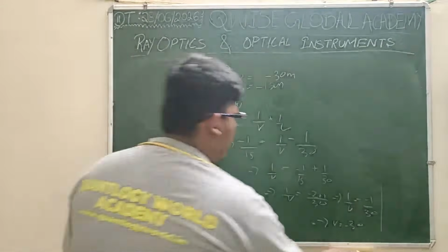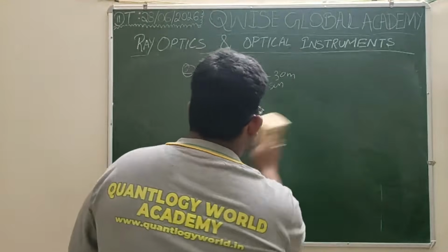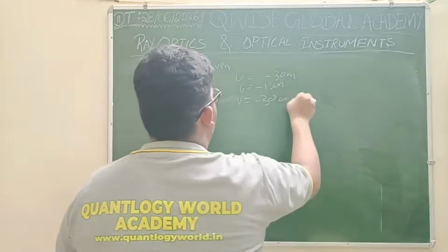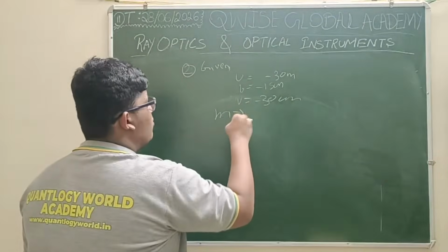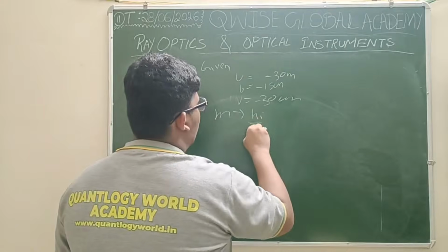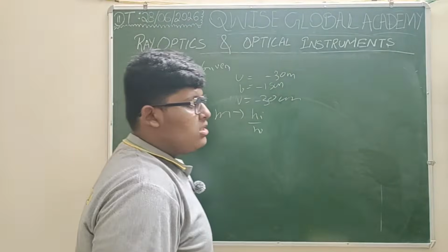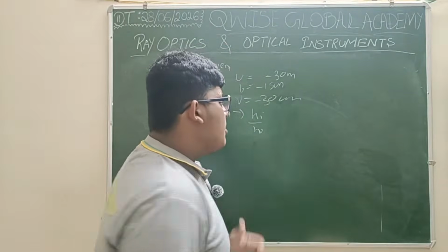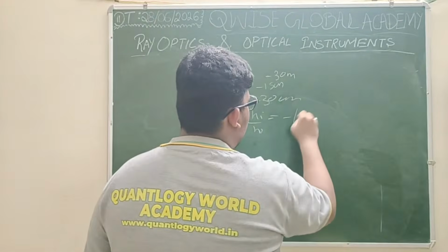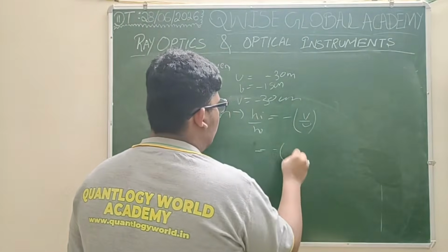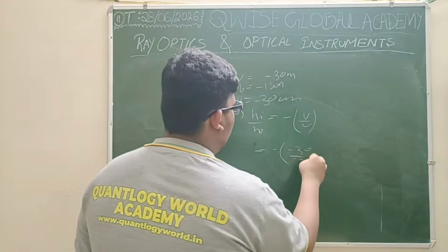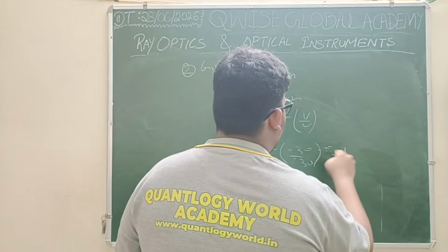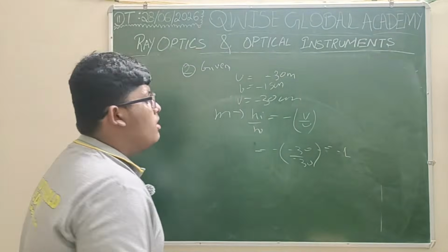Next is magnification. So here we get after the mirror formula v equal to minus 30 cm. Using the magnification formula m equal to hi by ho, but here also the height of the image and height of the object are not given, so we can use the formula minus v by u, that is minus of minus 30 by minus 30, that is minus of 1, equal to minus of 1. The magnification for this mirror is minus 1.